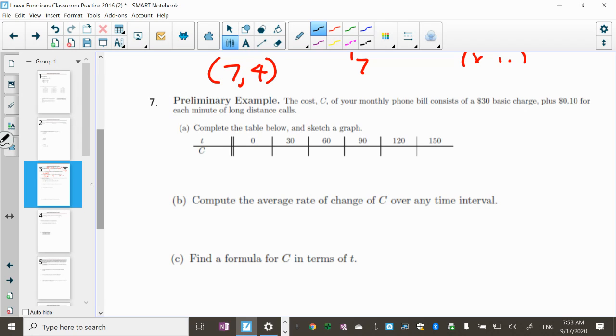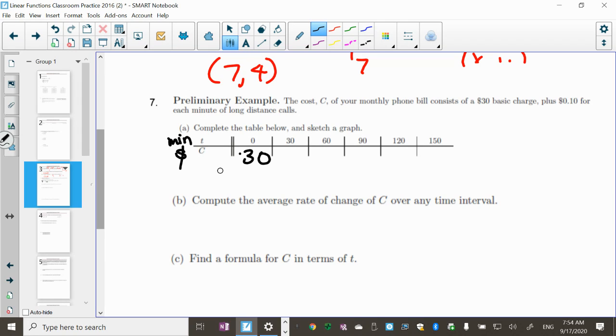It's okay. So anyway, so here's the cost of this. Your monthly phone bill consists of $30 basic charge plus 10 cents for each minute of long distance calls. Complete the table below and sketch the graph. So let's do this first. So if I talk no minutes, how much is it going to cost me? $30, right? It's a $30 basic charge. So this is time in minutes. I always label it, and this is the cost in money. So I don't really need to put the dollar sign there.